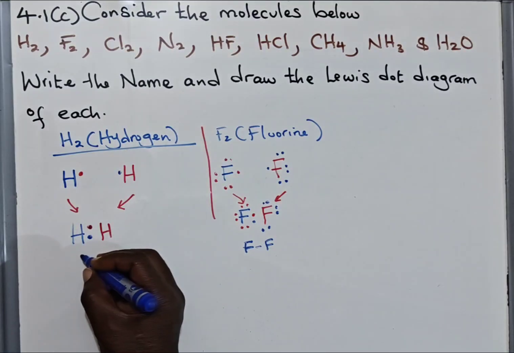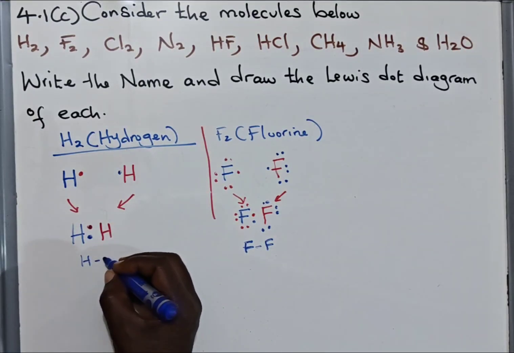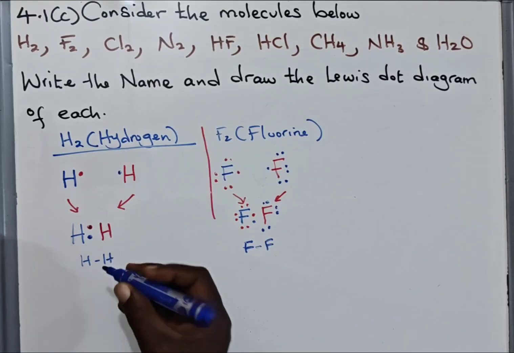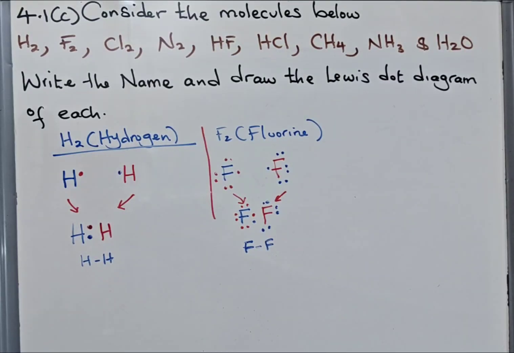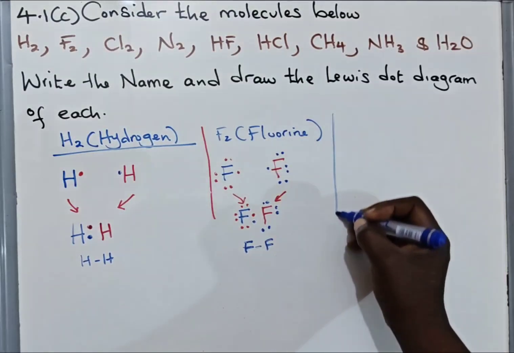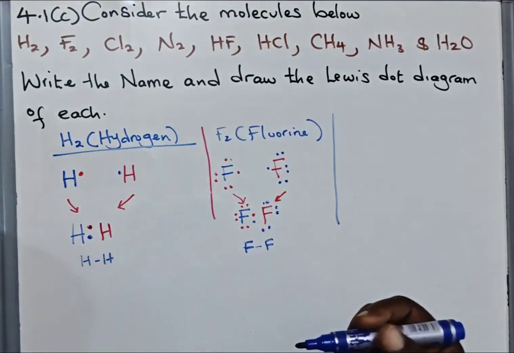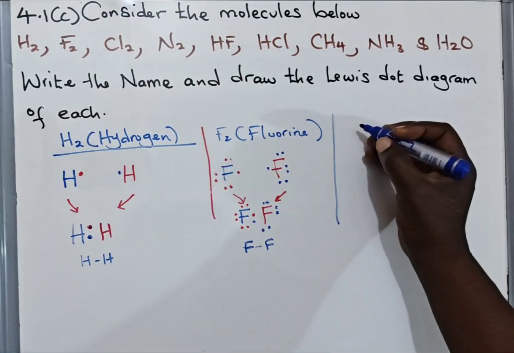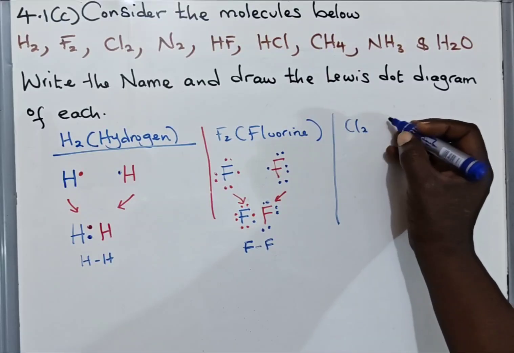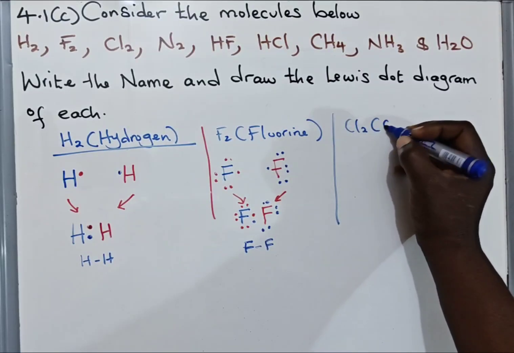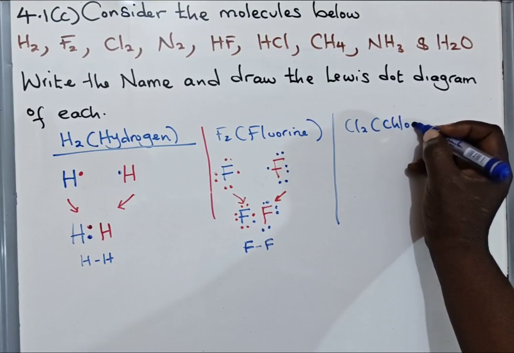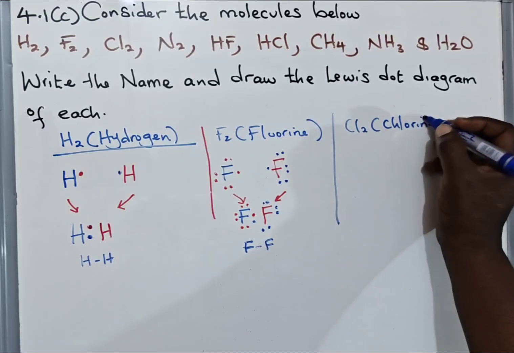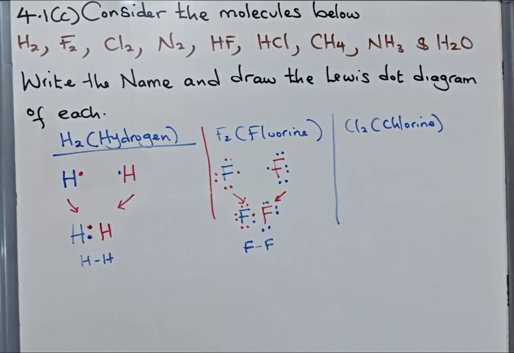And for this one, it's going to be H, single bond H. Now, next, we come to chlorine. Cl2 is the chlorine molecule, and like fluorine, it is also a diatomic molecule.